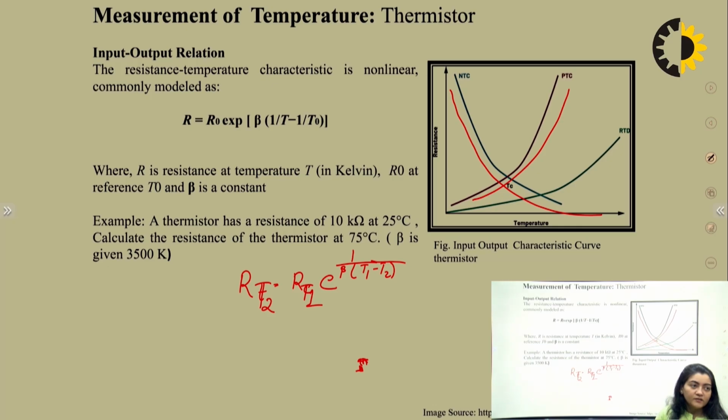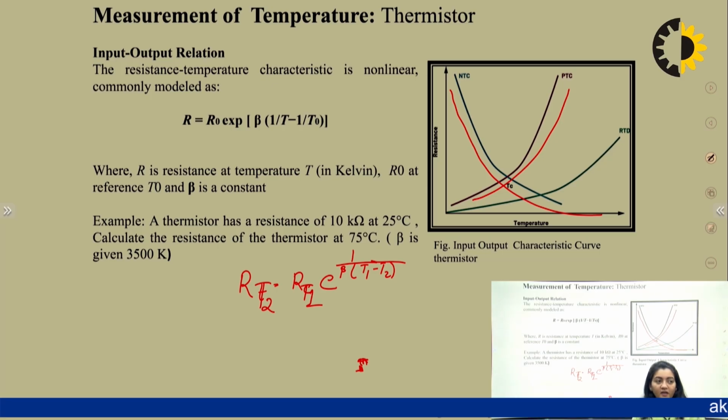A thermistor has a resistance of 10 kilo-ohm at 25 degrees centigrade. Calculate the resistance of the thermistor at 75 degrees centigrade, given that beta is 3500 Kelvin. Mostly when we are dealing with a thermistor, we do not use degrees centigrade, we use degrees Kelvin.